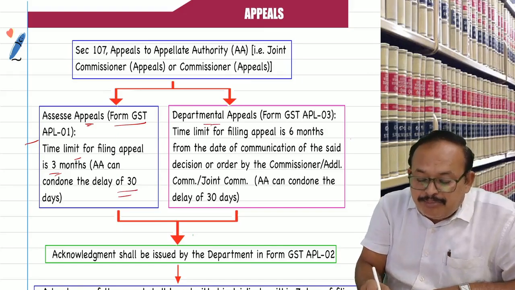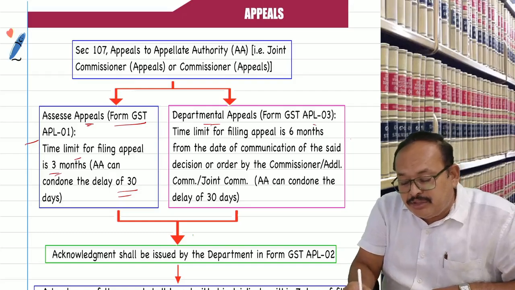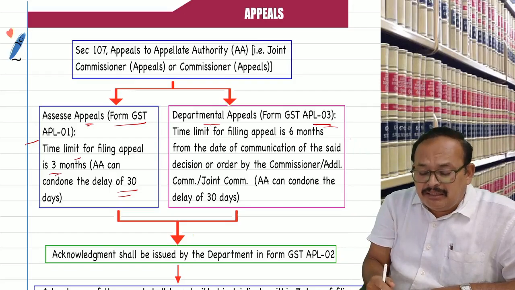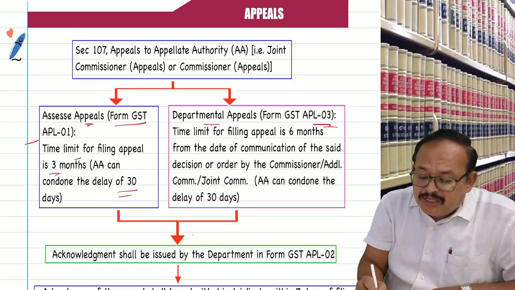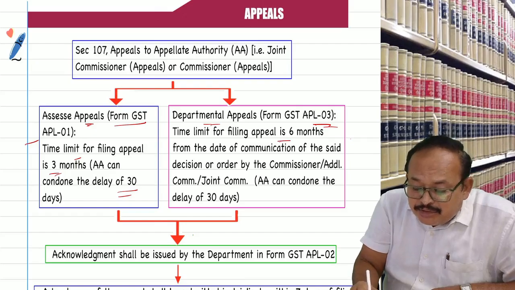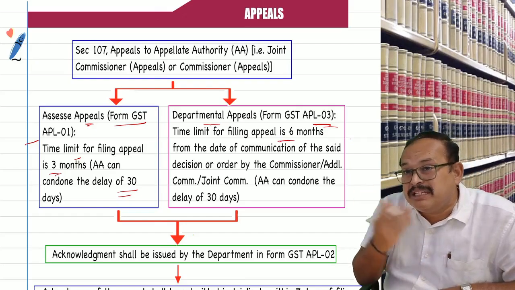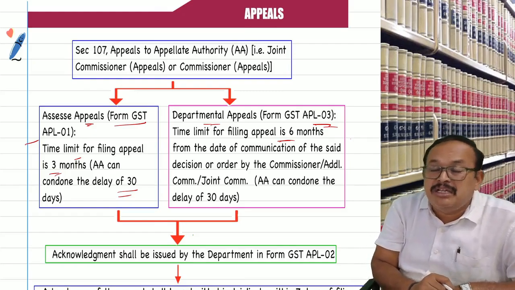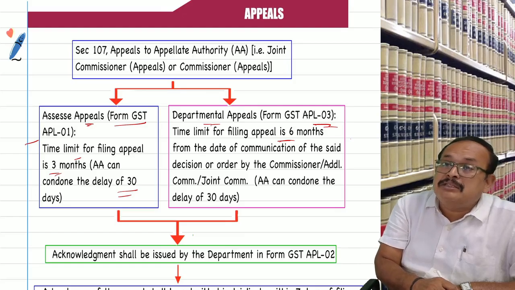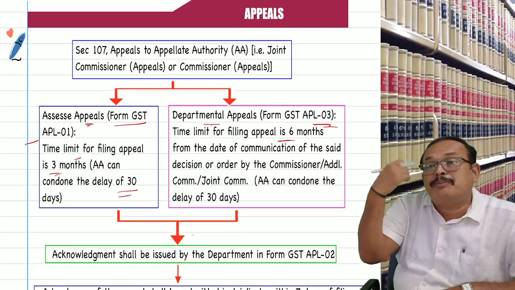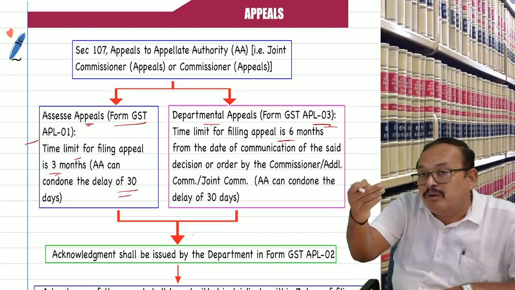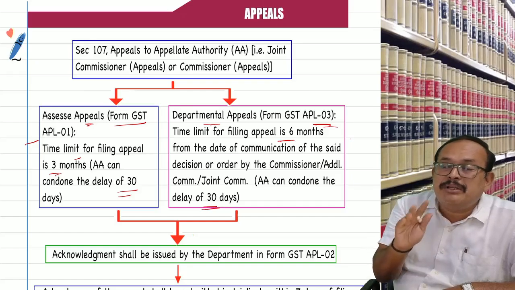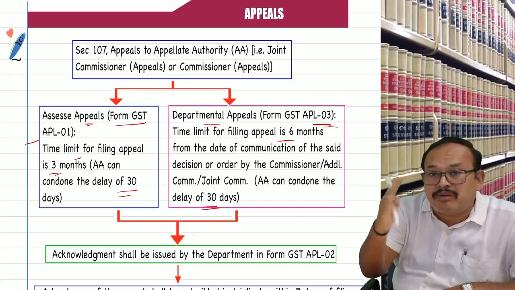When the department goes for appeal, they have to file APL 03 as a departmental appeal, where the time limit has been extended to 6 months, not 3 months, for making the application to the Joint Commissioner Appeals or Commissioner Appeals, as the case may be. For them, the department, the first appeal authority can also condone the delay for a further period of 30 days. That means the taxpayer appeal has 3 months from the date of passing the order in original.